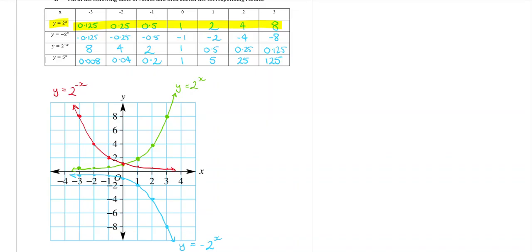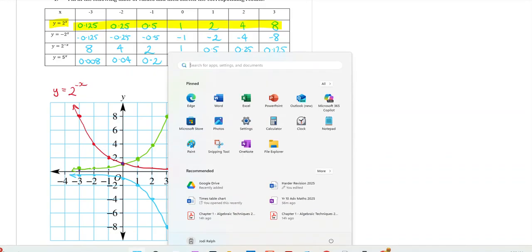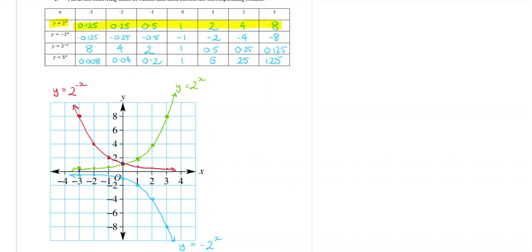So 0.008 is tiny, tiny, tiny. And then 0.04, 0.2, very, very small values there. But then it hits the 1 like all of the others. When we get to x equals 1, we are at 5. 2 is 25, which is way off the top of my graph. So it's going to start really, really small here, meet at the 1 like the other graphs, and then go super, super steep like that. So that is y equals 5 to the power of x.